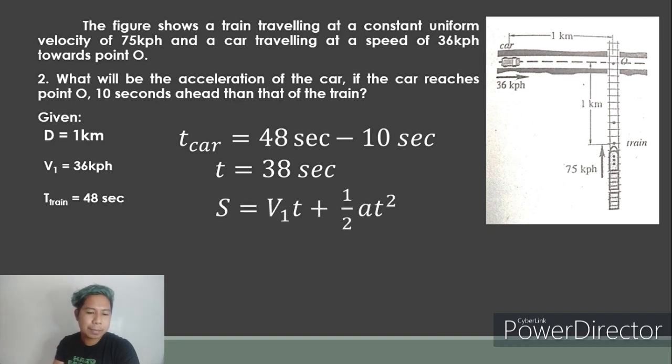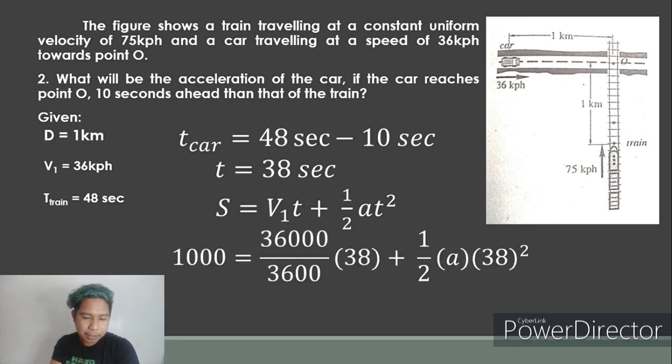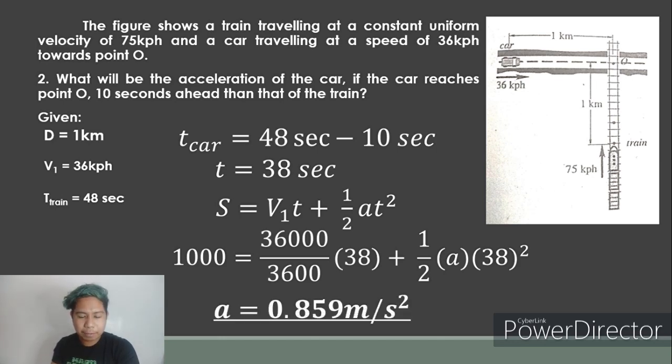So, using the formula, S is equals to V1t plus 1 half AT squared. Substitute all the values, we will have the result of 0.859 meters per square second, which is the acceleration of the car. Ayan, so nasagot na natin yung number 1, number 2. Let's move on sa ating question number 3.